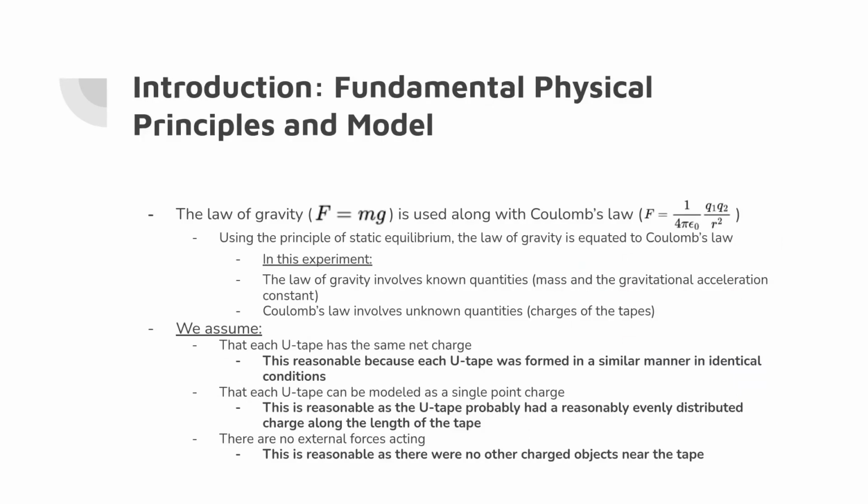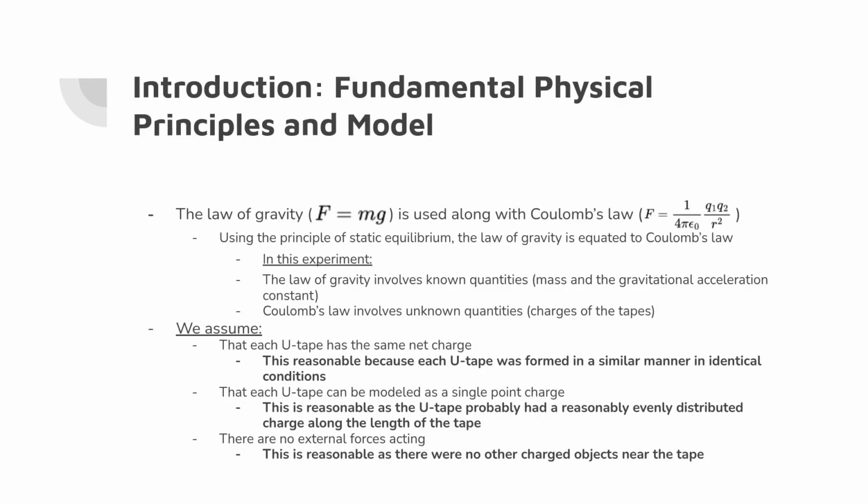between them. Here are the fundamental physical principles and model we use for this experiment. First, we use the law of gravity in conjunction with Coulomb's law. The law of gravity contains known quantities, such as the mass and the gravitational acceleration constant, and we can use these known quantities to solve for the unknown quantity in Coulomb's law, which is the charges of the tapes. For this experiment, we assume that each tape has the same net charge.